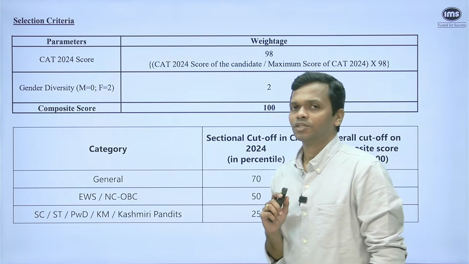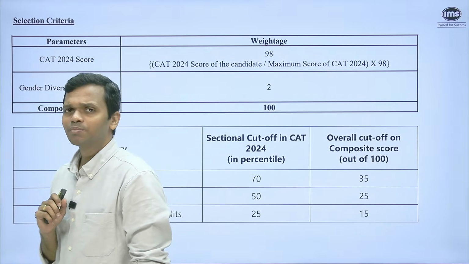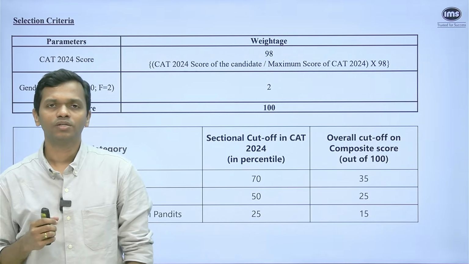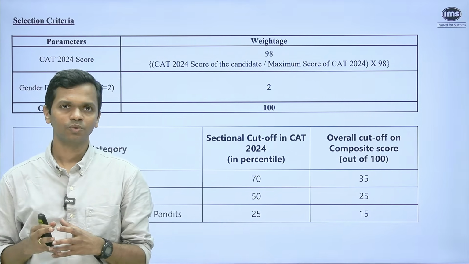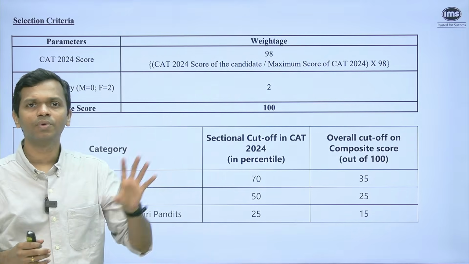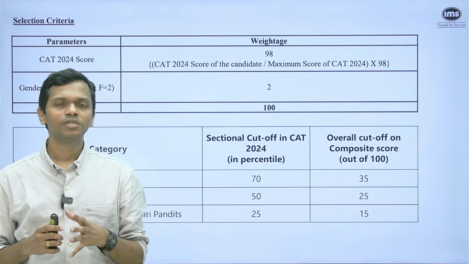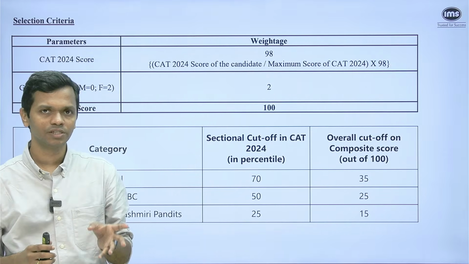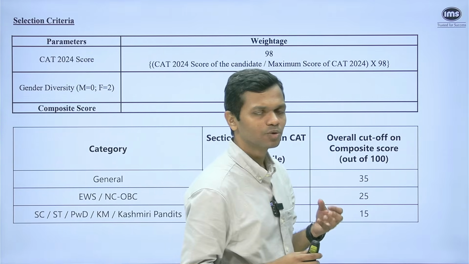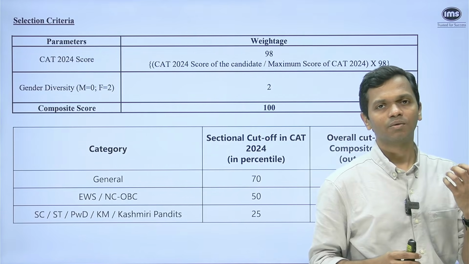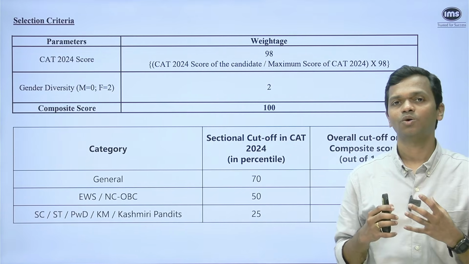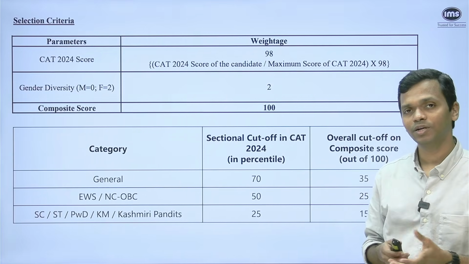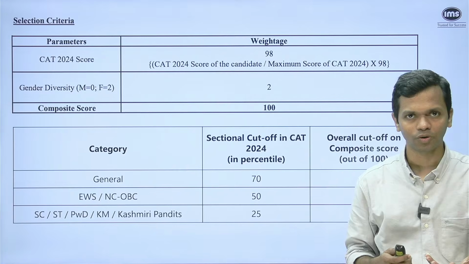Now let's talk about the selection criteria. Why this is important is because firstly, IIFT, when you look at the initial shortlisting, is heavily dependent on your CAT score. So the initial shortlist, this is from last year's weightages, 98% is going to be on the CAT score, and there is 2% that is diversity weightage. So if you're a female candidate, you're going to get additional points. But because 98% is focused on the CAT score, that is the more important part of the whole thing. So you get a very good CAT score, you will get shortlisted.